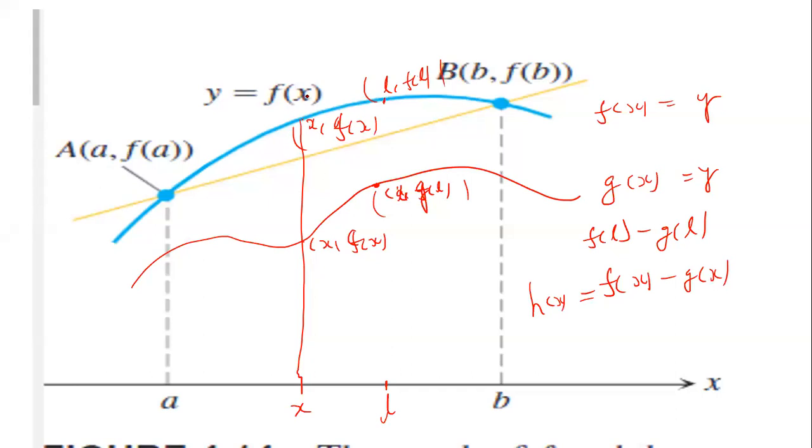Vertical difference means first take one vertical or perpendicular line at a point x, or a point l, on the x-axis. If you draw one perpendicular line, at this point you will get x comma g of x, and at this point you will get x comma f of x. So vertical difference means the difference between only the y variables. The y variables, f of x minus g of x, is called the vertical difference. This vertical difference I denote by small h of x.